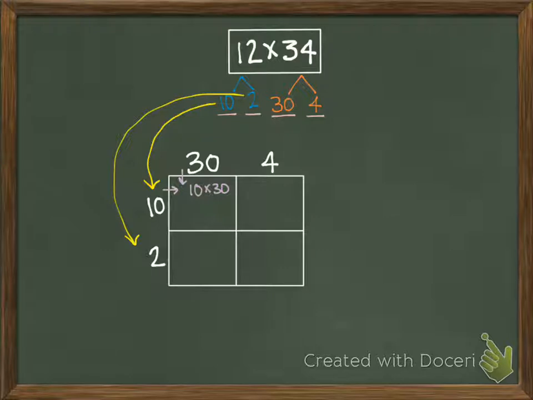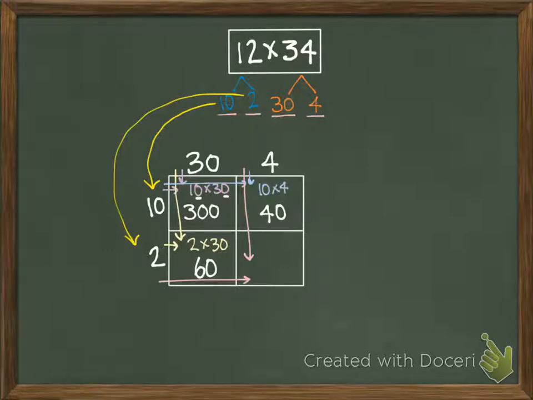10 times 30. Well, 1 times 3 is 3. And we've got 2 zeros, so we're going to have 300. We're going to go across and down again. 2 times 30 is our 60. Across and down. 10 times 4 is 40. And across and down. And 2 times 4 is 8.